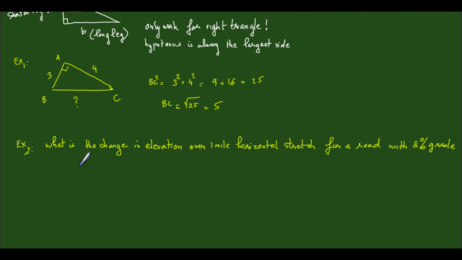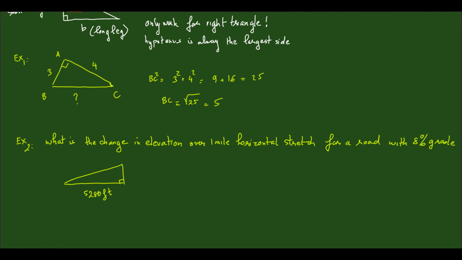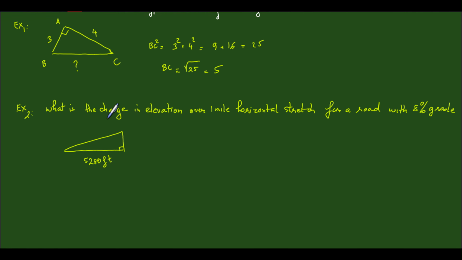Let me see. Okay, so they give you the picture of the elevation like this. So this is the elevation. This is the right triangle right here, and they say that the longer leg is 5,280 feet. Okay. And what is the change in elevation?